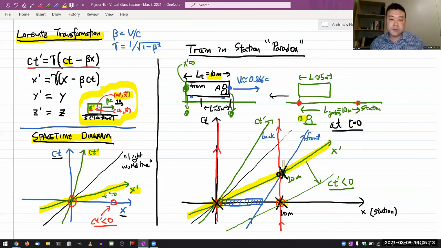So this is where relativity of simultaneity matters. When we say at the same time, it really should have quotation marks, or we should specify at the same time in what reference frame. The space-time diagram clearly shows in what reference frame it is at the same time. Anything that's occurring at the same time in the station reference frame would be connected by a horizontal line. Anything that's happening at the same time in the train's reference frame would be connected by a line that has a slope of beta. So that's the explanation of one of the paradoxes, the train in station paradox, using a space-time diagram.